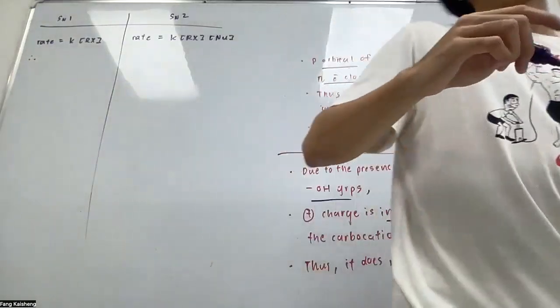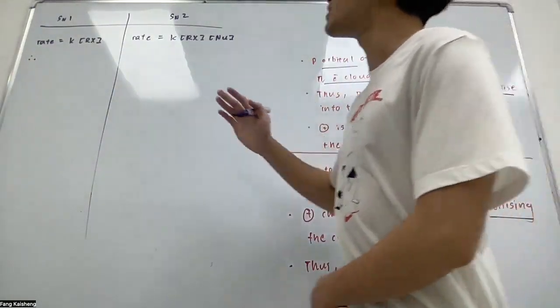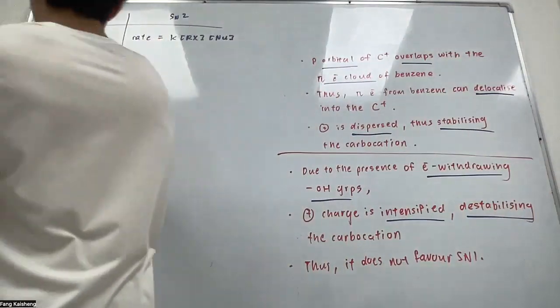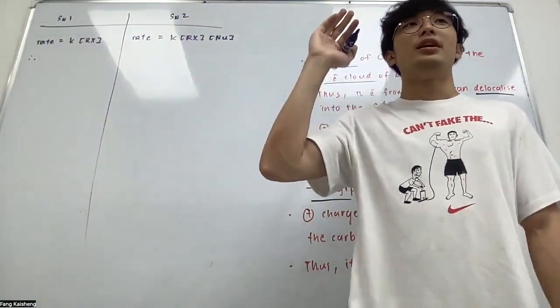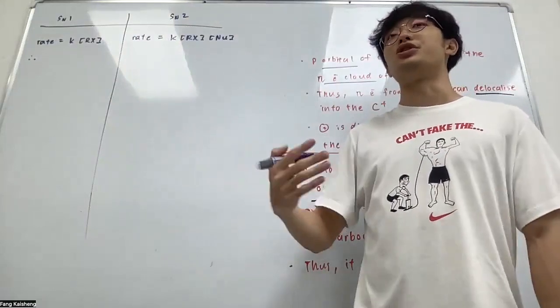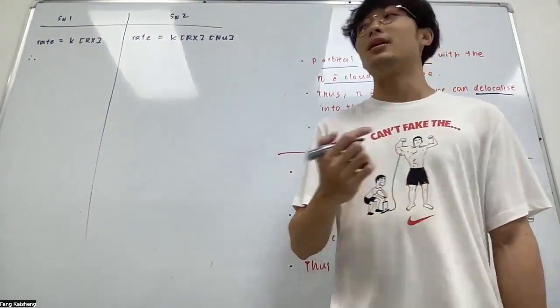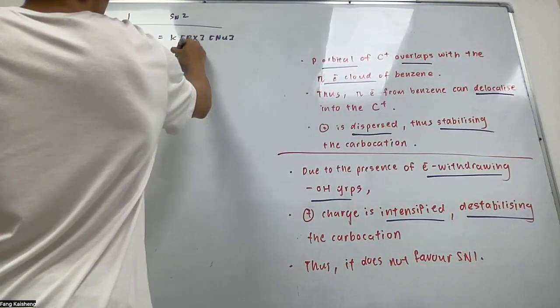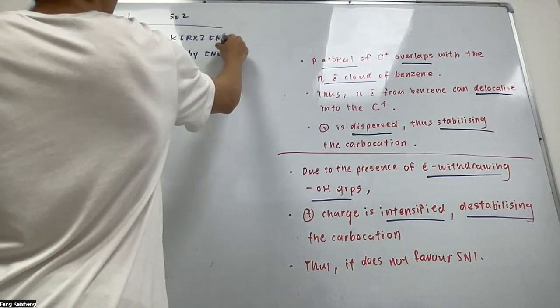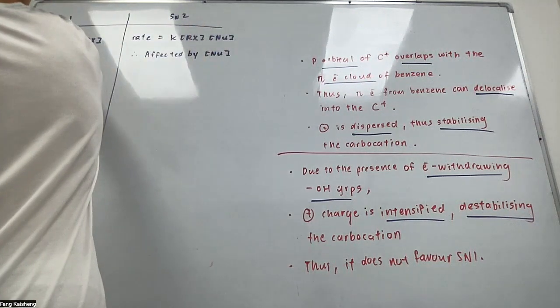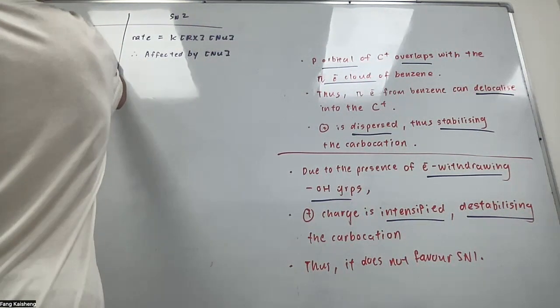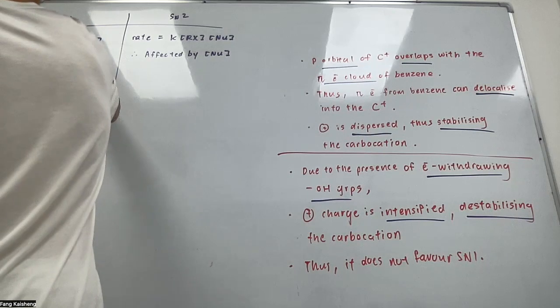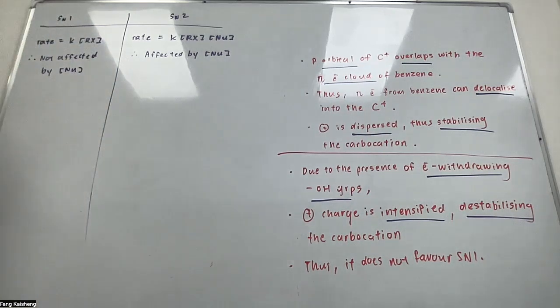We'll look at more tutorial questions on this. But which one is affected by the nucleophile? If you increase the nucleophile's concentration, the rate will also increase. Which one? SN2. So write this down: the rate is affected by the concentration of nucleophile. But for the first one, SN1, not affected. Meaning even if you put so much nucleophile inside, you will not change the rate. It's a bit hard for us to see the importance now. When we do some questions, then we will see this.